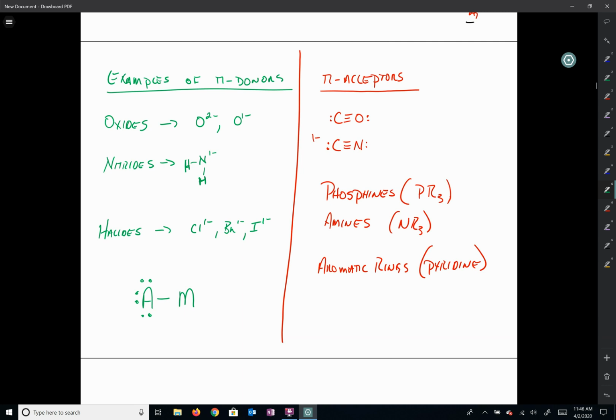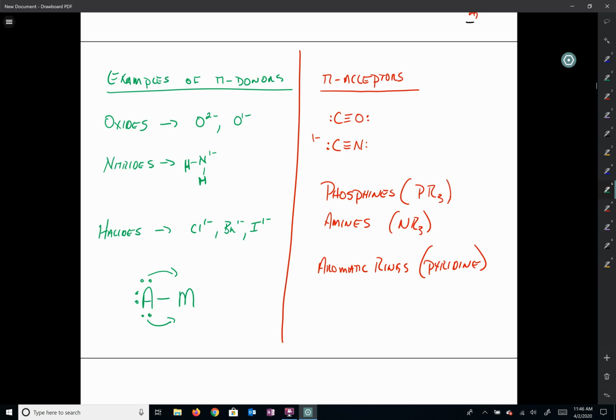If you've got a set of electrons around that atom, typically you can donate those lone pairs into the metal itself. So really, if you go through and take a look at oxides versus nitrides and halides and all this kind of stuff, those are atoms that have an excess number of lone pairs around the atom themselves, which they can donate to the metal.